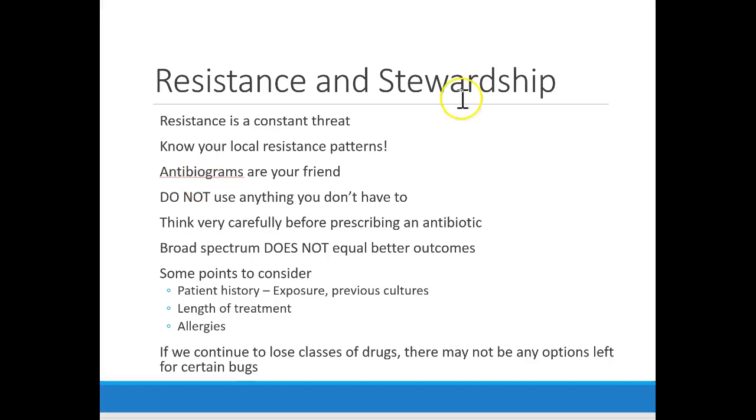All right, stewardship and resistance. So I talked about this a little bit already. A couple ways we can be good stewards is, first and foremost, know your local resistance patterns. So I don't know if I have an example of this on this slide set. Oh yeah, I do, on the next slide.